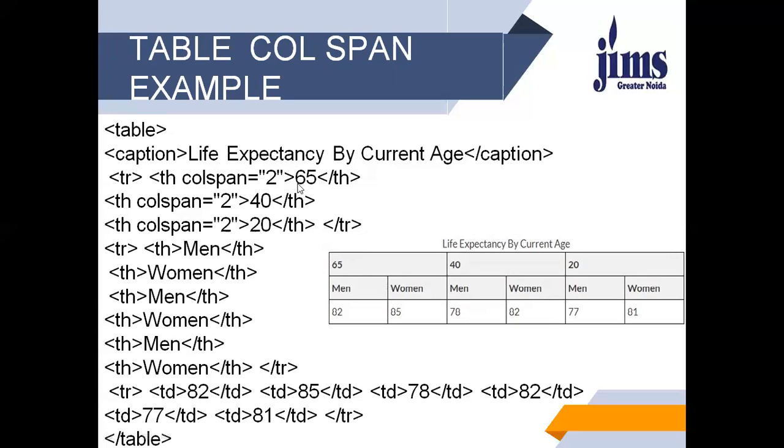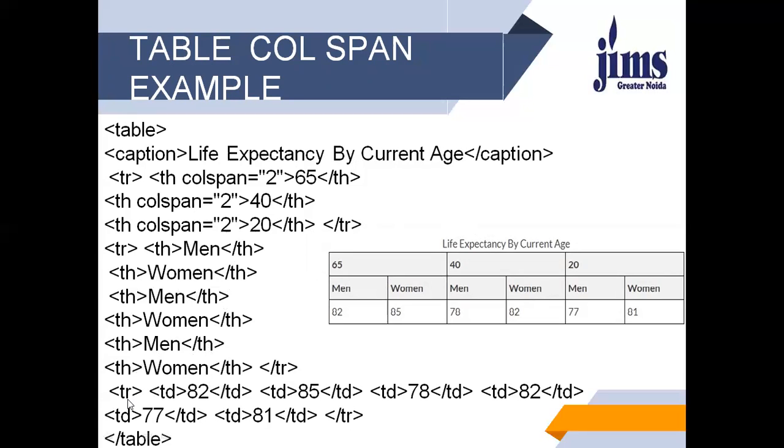And what is the content that you want to write? 65. That heading will be there. Now again in the other data cell, you are spanning 2 columns. Here you want to write 40 and in the other one you want to write 30. So this is how you can span the columns. And then in the next row, TR, you again want to give headers, men, women, and so on. So this is how you can give the heading, and then you close this TR tag, and then you move to the next row.